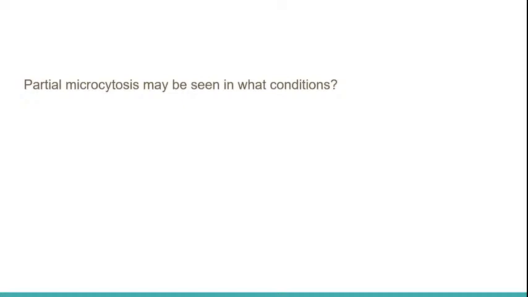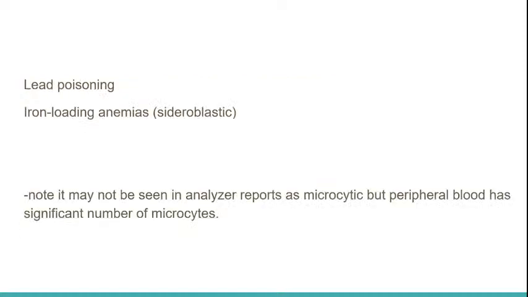All right. Now, partial microcytosis. What is this term, sir? Well, when we say absolute microcytosis, 90% or 100% of the RBCs you're going to see in the peripheral blood smear are microcytes. While for partial microcytosis, it's around 50 to 70% microcytes. You'll still see some normocytes here and there, and usually this is caused by poisoning, specifically lead poisoning, and of course iron loading anemias.